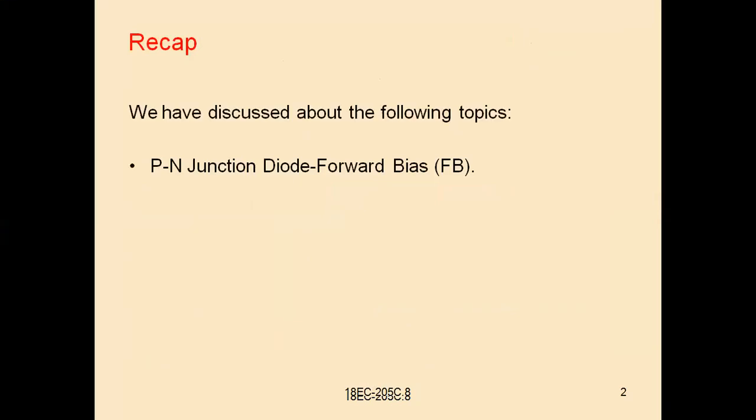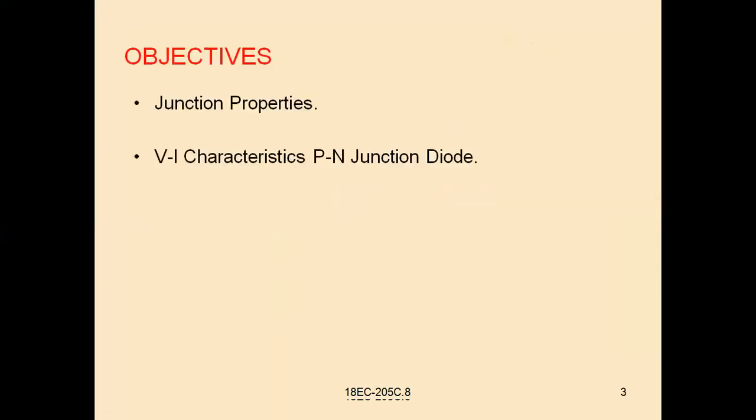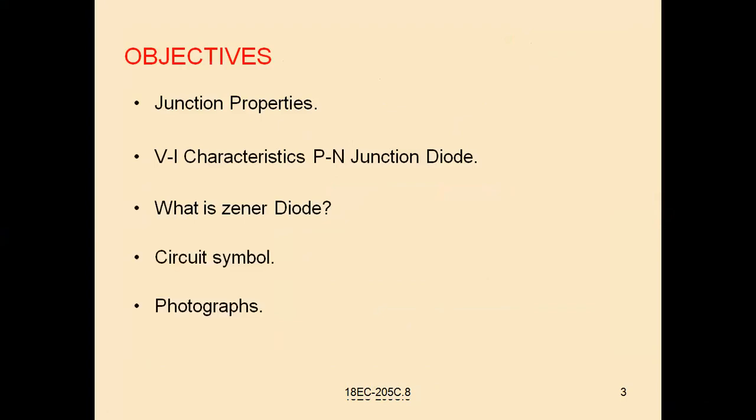So till now we have learned this PN junction in forward bias and also in reverse bias. Now let us see the junction properties, VI characteristics of PN diode, and also let us learn Zener diode. What is Zener diode and its circuit?